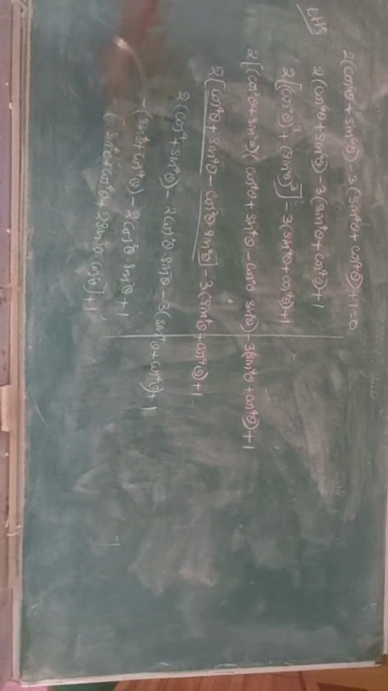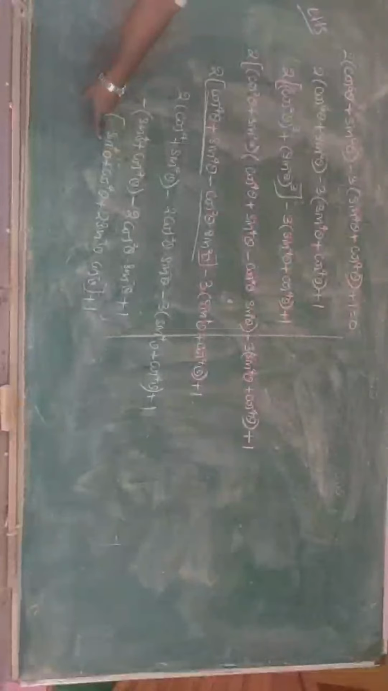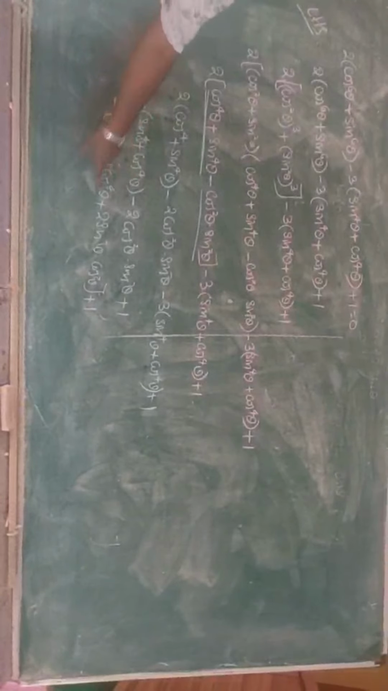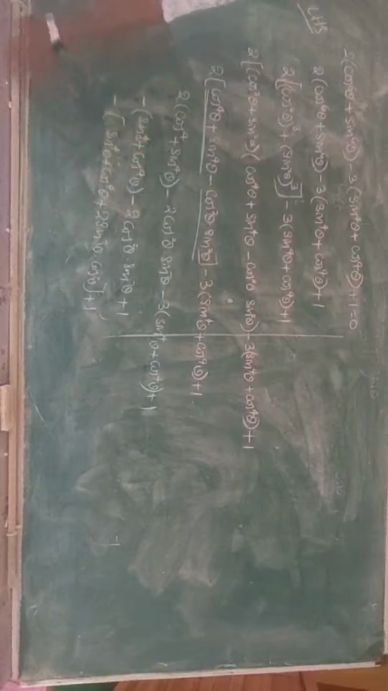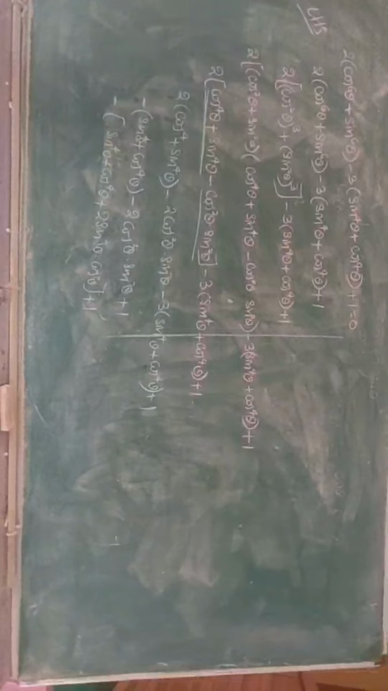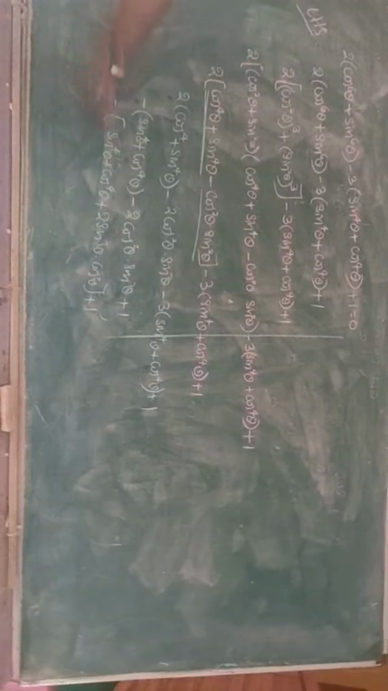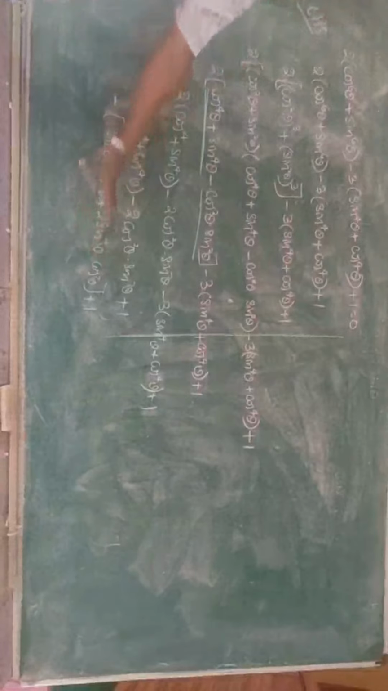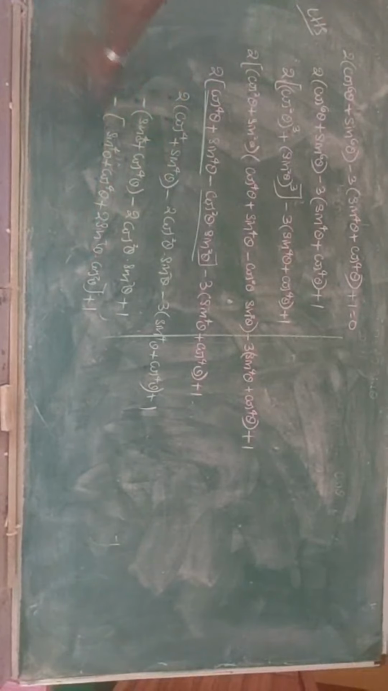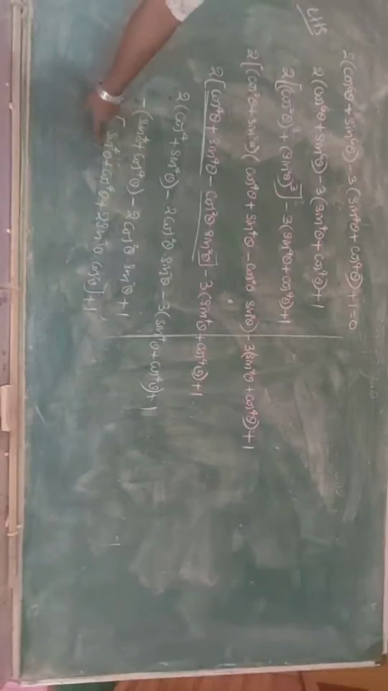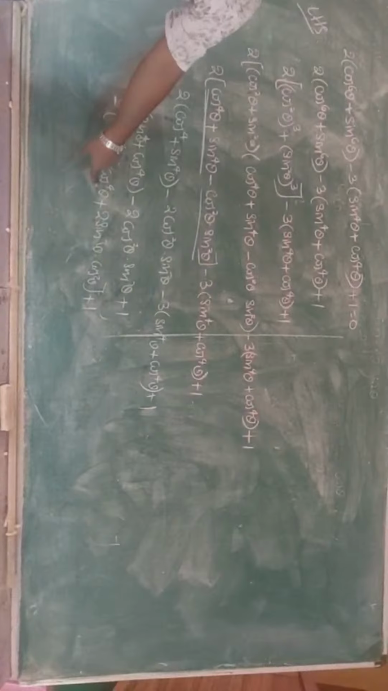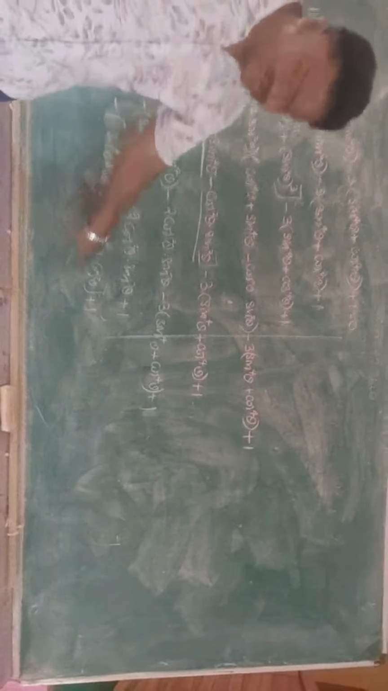Just I took minus sign common. Sin to the power 4 theta as it is. Cos to the power 4 theta as it is. Minus sign common, so minus into minus becomes plus 2 sin square theta into cos square theta. You know identities very well, algebraic identities. A square plus b square plus 2ab is nothing but a plus b whole square. Here a is sin square. A square is sin square square, that is nothing but sin to the power 4. Here b is cos square. B square is cos square square, that is cos to the power 4. And ab is sin square and cos square.